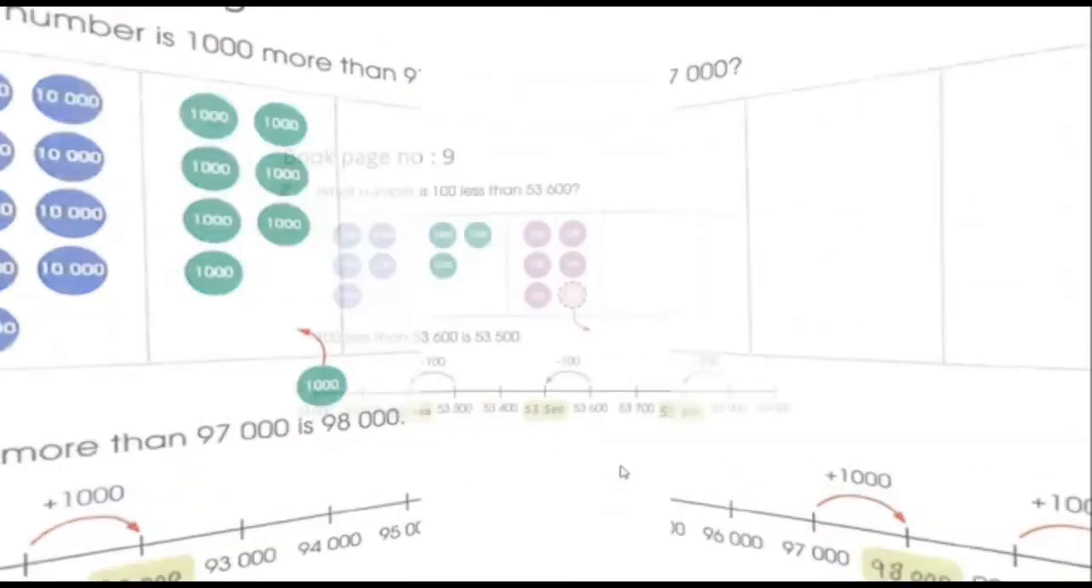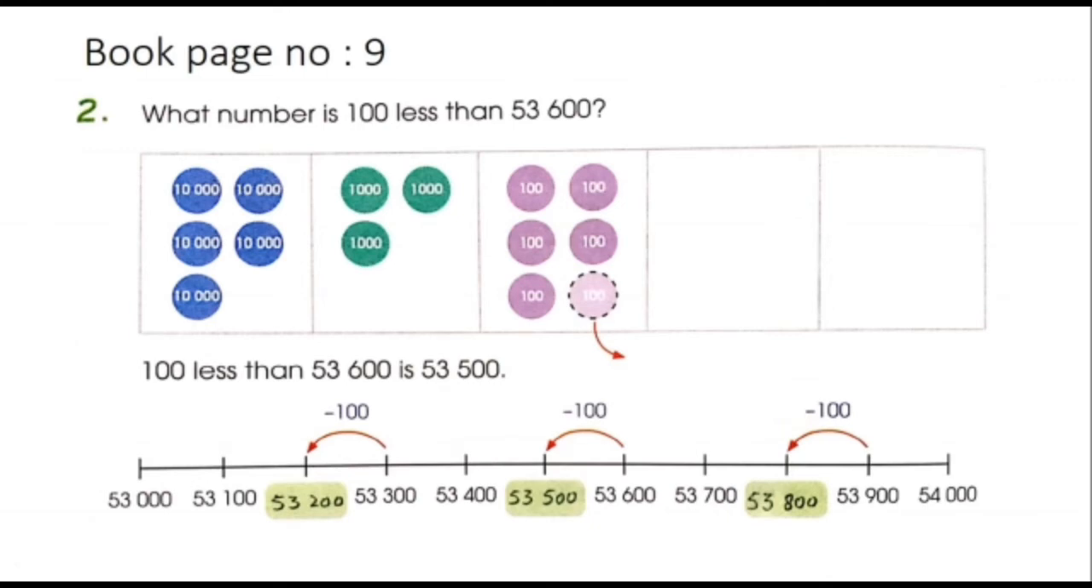The next is example number 2 of same page 9. What number is 100 less than 53,600? Here you have to tell that if you take out 100 from this 53,600, what will you get? Okay, so जब आपने निकालना है, लेस करना है, कम करना है, तो definitely उसके लिए you will do subtraction. So let's check those number discs. We have 5 10,000s, we have 3,000s and 600s, and we have to subtract this 100. When we subtract this 100, there will be only 500s left, so the number will be 53,500.